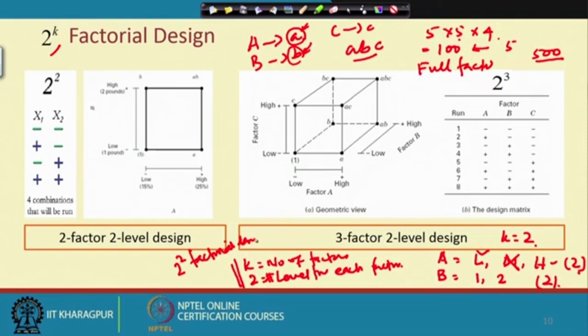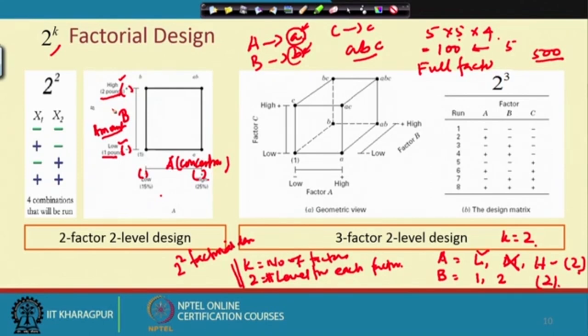For example, here you see that this is factor A, and this one is factor B. Suppose in a chemical reaction, this is the concentration, and this is the amount used, in pounds. If the concentration is 15%, we denote it by low, and if it is 25%, we denote it by high, either minus or plus. So, low is minus, high is plus. So, this is basically 2 levels. Here also, if the amount of material used is 1 pound, it is low. If it is 2 pounds, it is high. This low is again minus, high is plus, this symbol, it is also 2 levels.